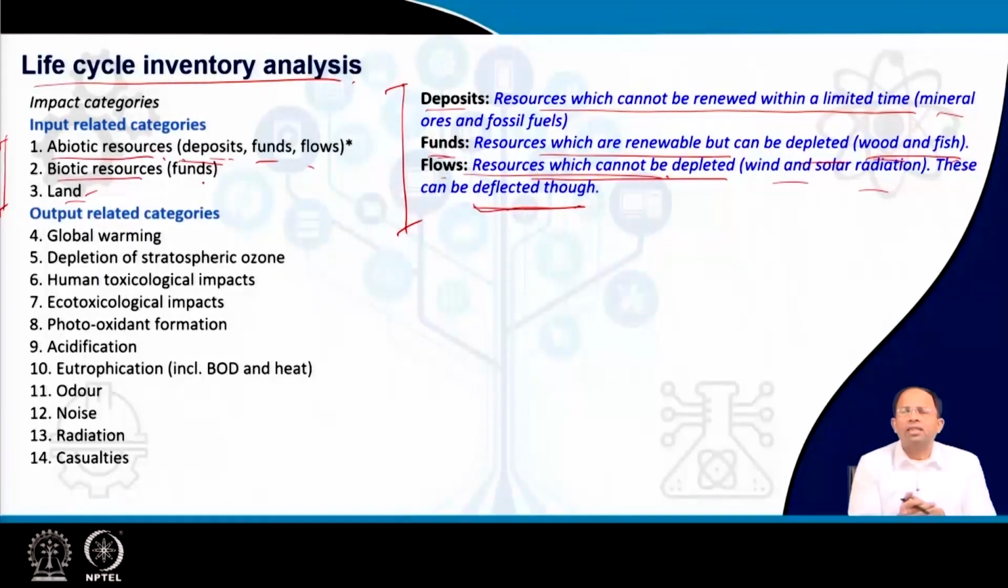But if I am doing a broad study, comparing incineration and landfill, considering the overall environmental impacts, then probably I don't look into that much detail. So, what are the output related categories, or what are the impacts? It could be global warming, depletion of stratospheric ozone, human toxicological impacts, ecotoxicological impacts, photooxidant formation, acidification, eutrophication, odor, noise, radiation, casualties and so on. These are the different impacts that we can consider for each of these products.